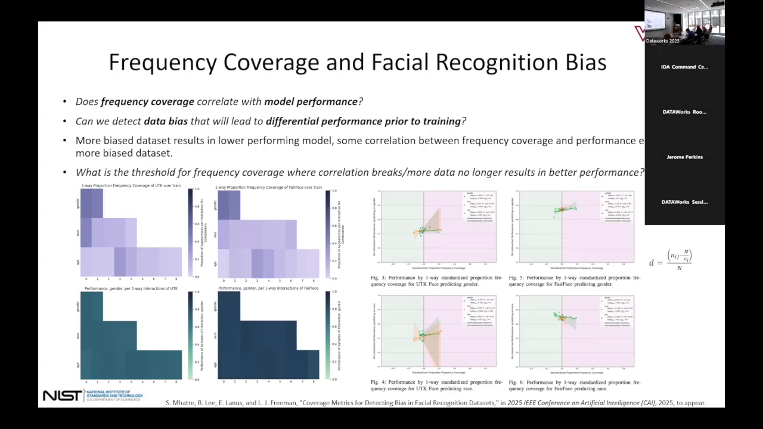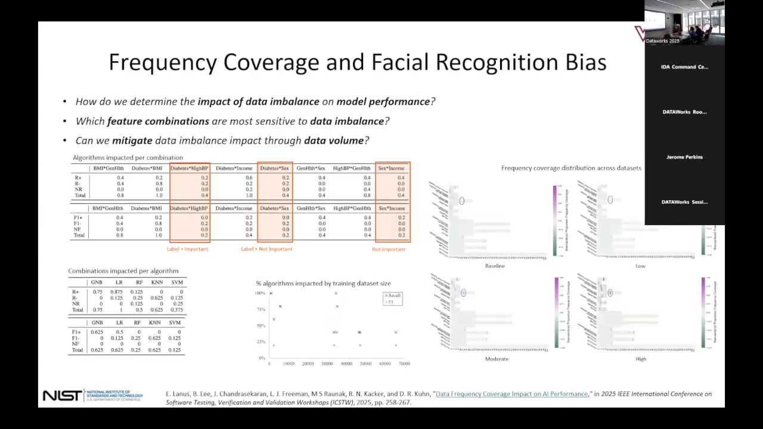So even overrepresented things had worse performance. And there was some correlation between the frequency coverage and performance, especially for the more biased data set. Once we got into more balance, we didn't see so much of a correlation. An open question is, what is the threshold for frequency coverage where the correlation breaks, and more data no longer results in better performance? This is something we're thinking about.